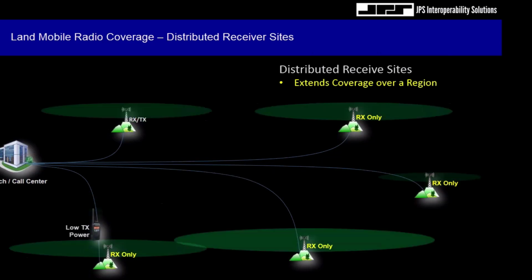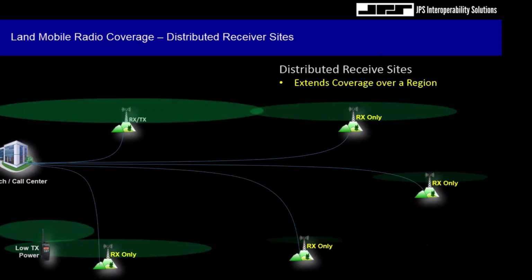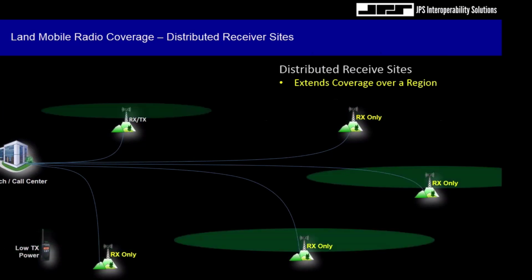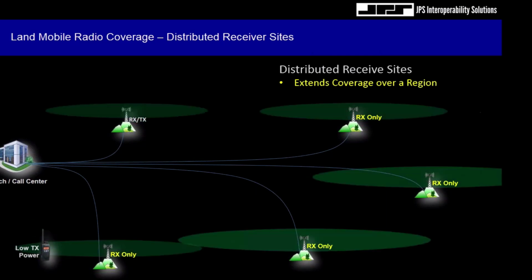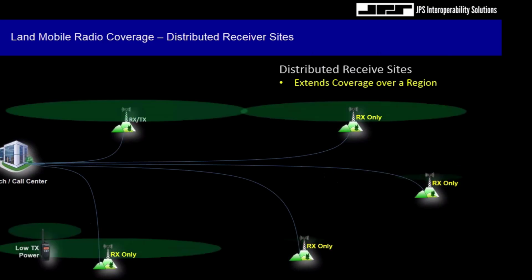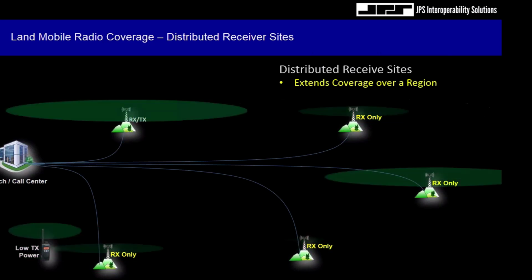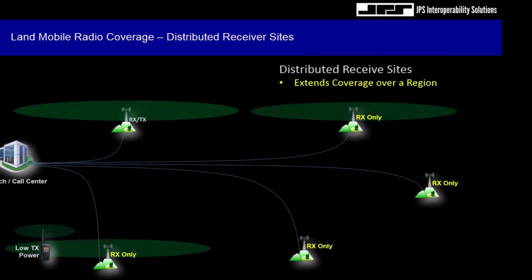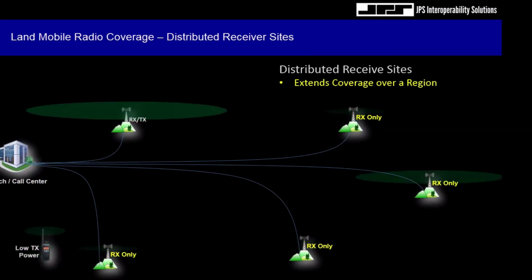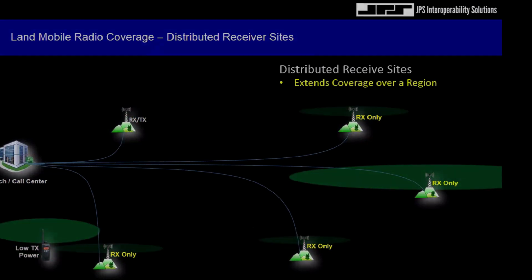So if I design my radio system properly, I create coverage with my satellite receiver sites. I can roam throughout my area of operation, and hopefully I can hit one of my receiver sites and backhaul my audio to either a dispatch center, call center, or to a system-wide transmitter and rebroadcast my communications out to the field.